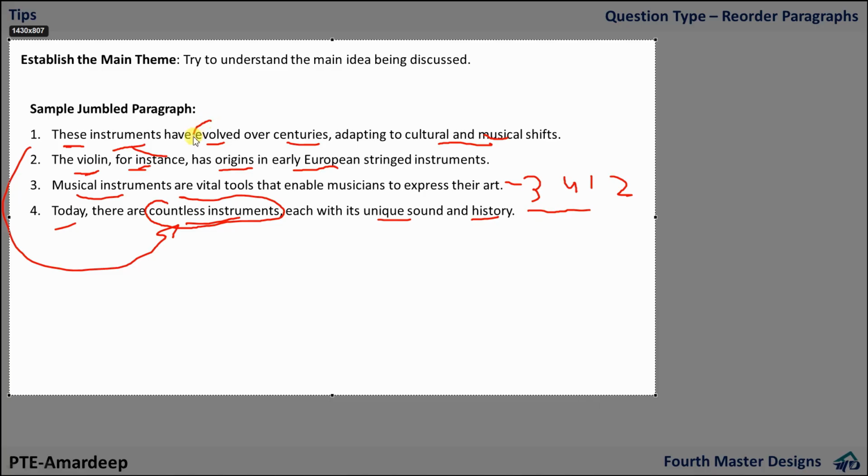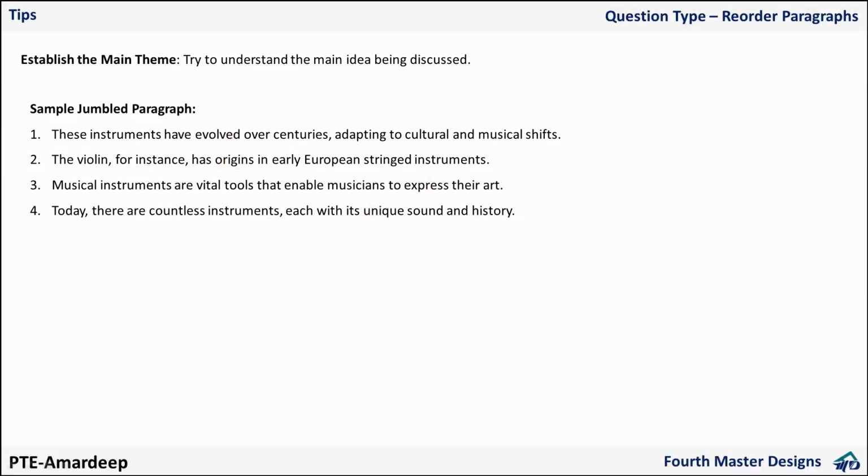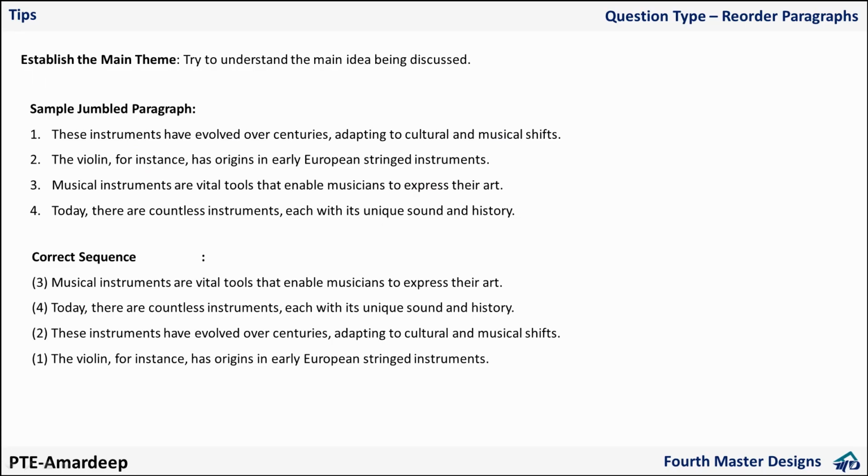because they are talking about evolution here. Now, if you are talking about evolution, then you can discuss something about its origin, like where it evolved and what it has become now. So that's the only possible explanation, like why second is after first one. Why? Because in first one you are talking about evolution, and in second you are talking about its origin. So that is the explanation, and that is the correct sequence for this one. How many paragraphs were there? 4. And how many pairs can you make here? You can make 3 pairs. So this question is of your 3 marks.